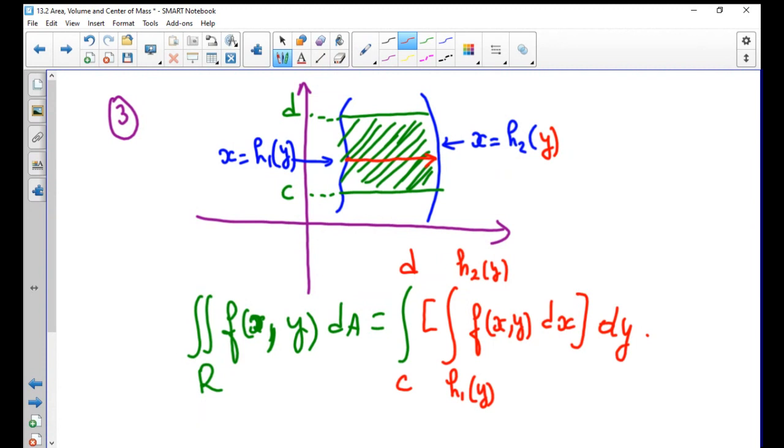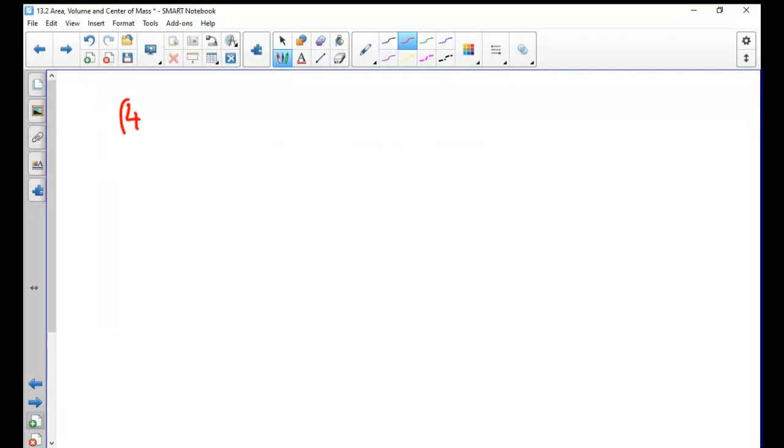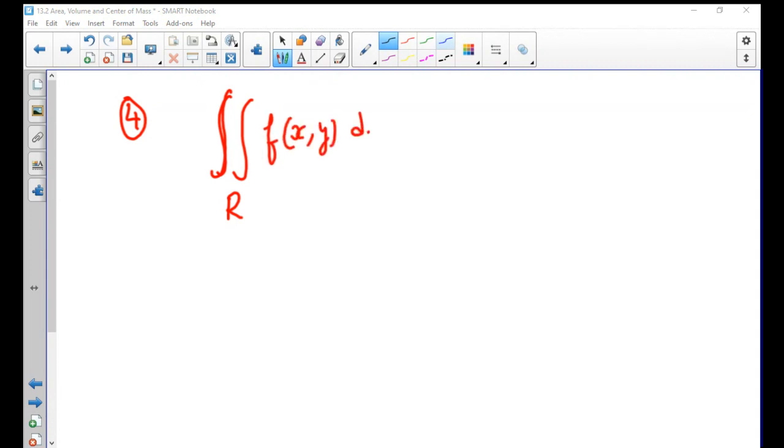I think we also mentioned another result. I can put this as number 4, that if you integrate a function f over a region R like this, then this usually represents what? Not the area.